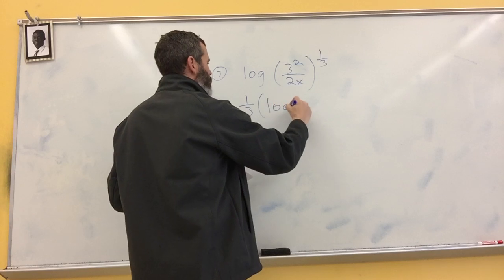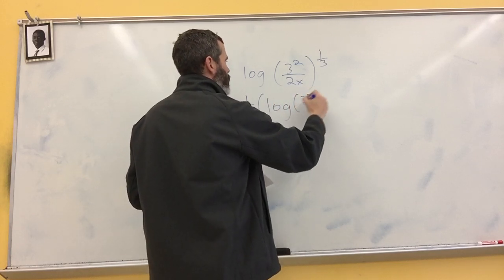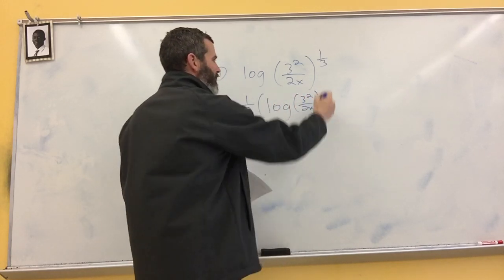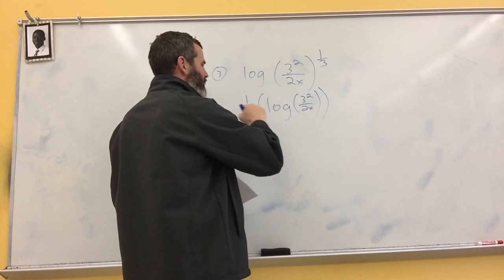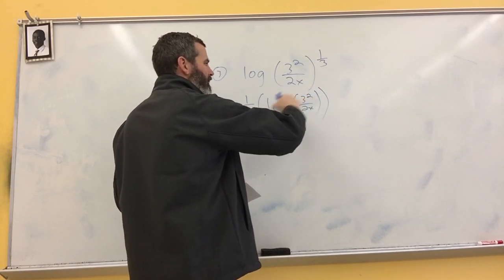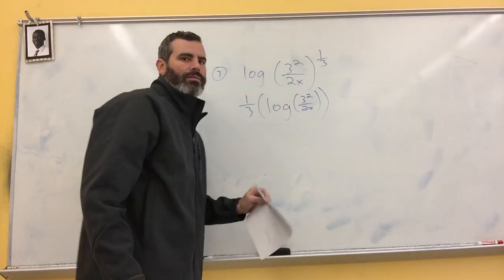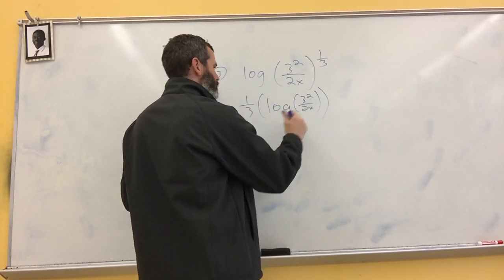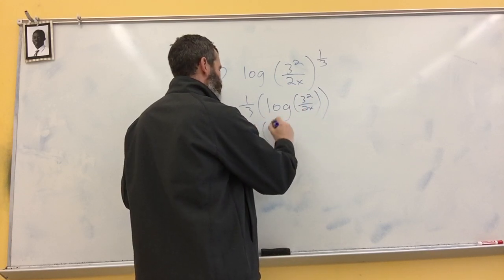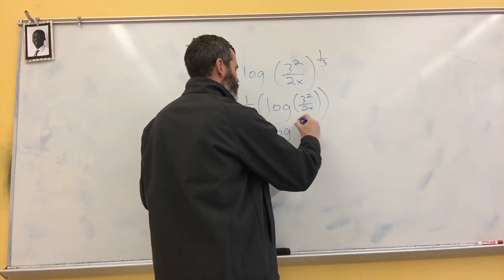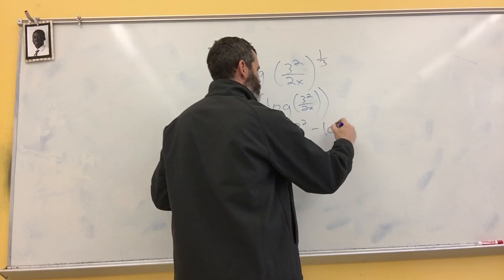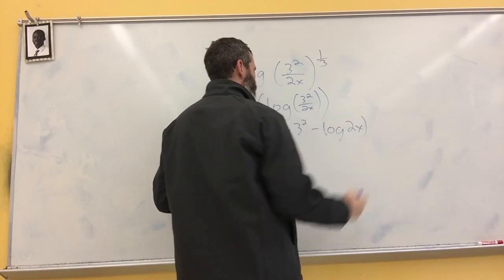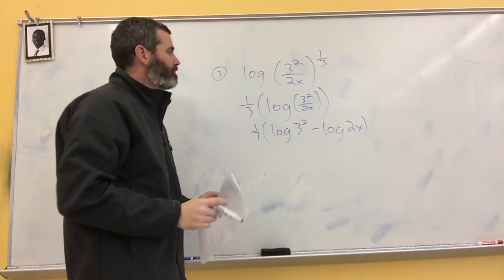So I'm going to have 1/3 log of 3 squared over 2x. I went ahead and put parentheses around the whole thing because I'm going to have to apply this 1/3 to all this. Okay? So next, I use the quotient. So I have 1/3 log of 3 squared minus log 2x. Again, common logarithm, base 10.